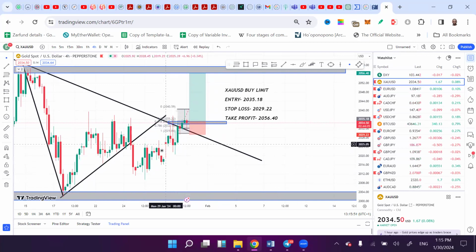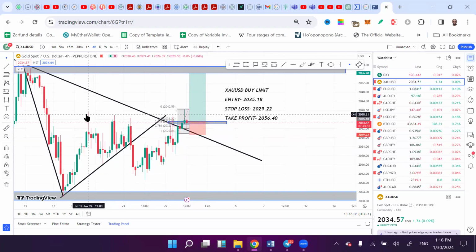So you can see, look at this jump here, this gap. Gold just basically gapped up, took off and jumped up just because of that event that happened. Once the market opened this week, gold gapped up, and then it's been trying to push down.